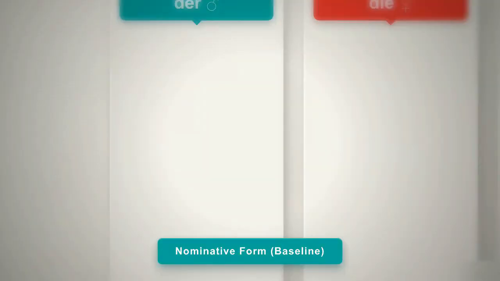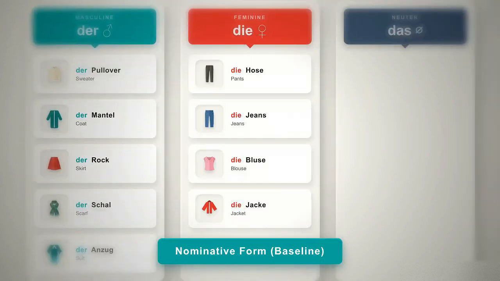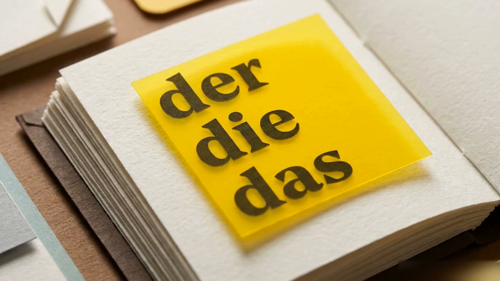Now, looking at this grid, we see the foundation of German clothing vocabulary. Every item is categorized into one of three genders in its baseline or nominative form. The masculine column includes der Pullover, der Mantel for the coat, der Rock for the skirt, der Schal for the scarf, and der Anzug for the suit. The feminine column contains die Hose, die Jeans, die Bluse, and die Jacke. Our neuter column holds das Hemd, das Kleid for the dress, and das T-shirt. These gendered articles are the starting point for every sentence.